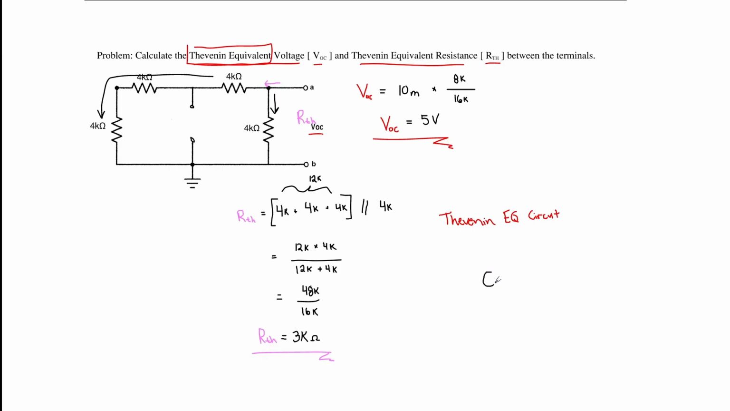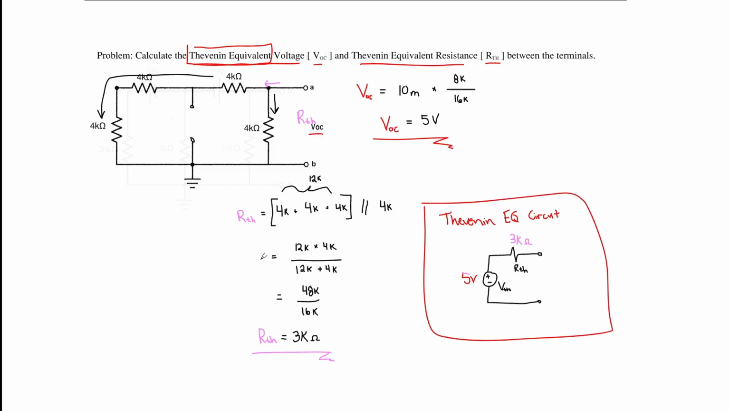So drawing out our circuit, we have our voltage source with a series resistive element between two open terminals. Our series resistance is going to be equal to our RTH, and our equivalent voltage of VTH is going to be equal to our VOC of 5 volts, as well as our RTH, which has been evaluated at 3 kilo ohms. Finally, we have our full circuit.